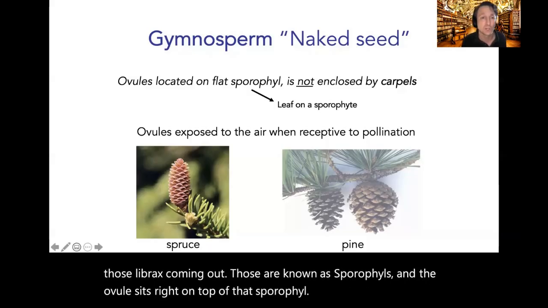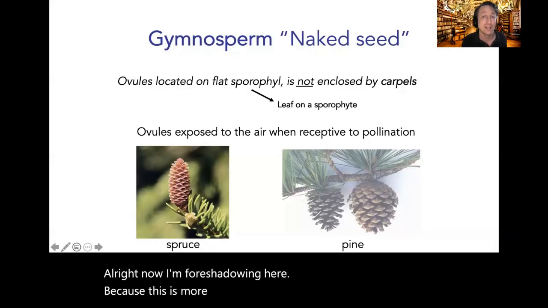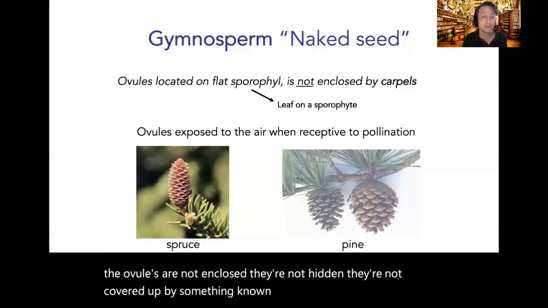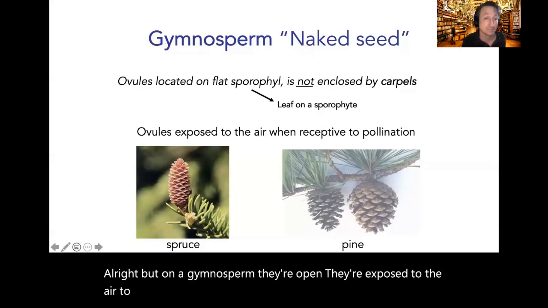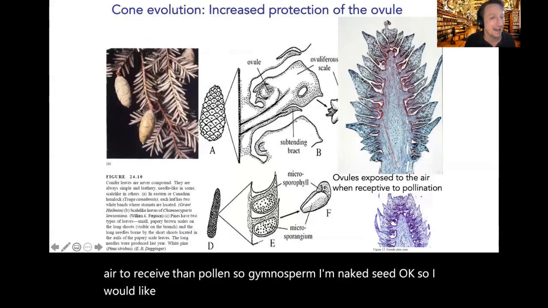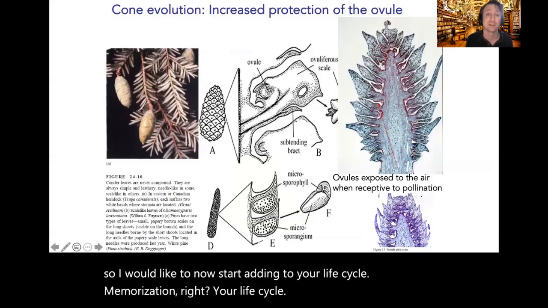Now I'm foreshadowing here because this is a more botanical definition. Within a gymnosperm, the ovules are not enclosed, not hidden, not covered up by something known as a carpel. On a gymnosperm, they're open, exposed to the air to receive pollen. So a gymnosperm is a naked seed. I would now like to start adding to your life cycle memorization, the evolution of life cycles in the land plants.